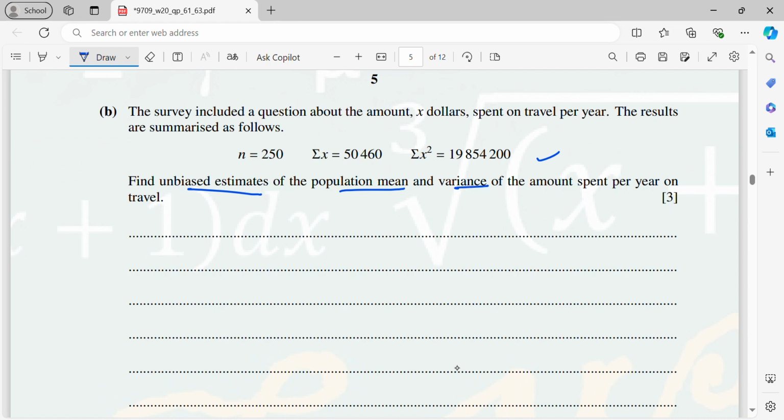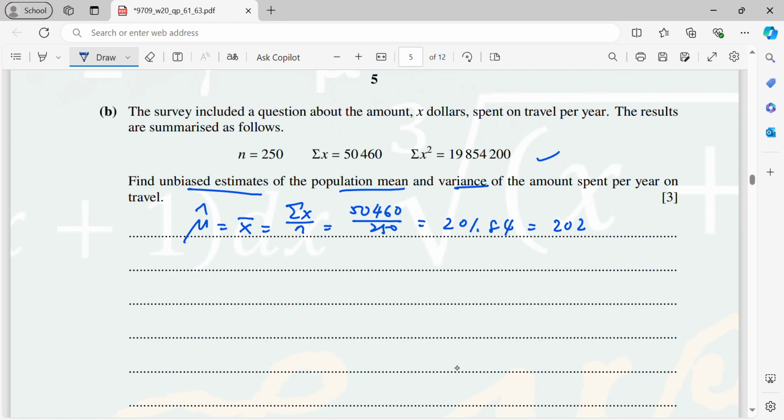So basically the unbiased estimate of the population mean, mu hat, is the same as the sample mean. This is the same as summation x over n. So I will write 50460 over 250. Then this value is going to be 201.84. And I round to 3 significant figures, that is 202.